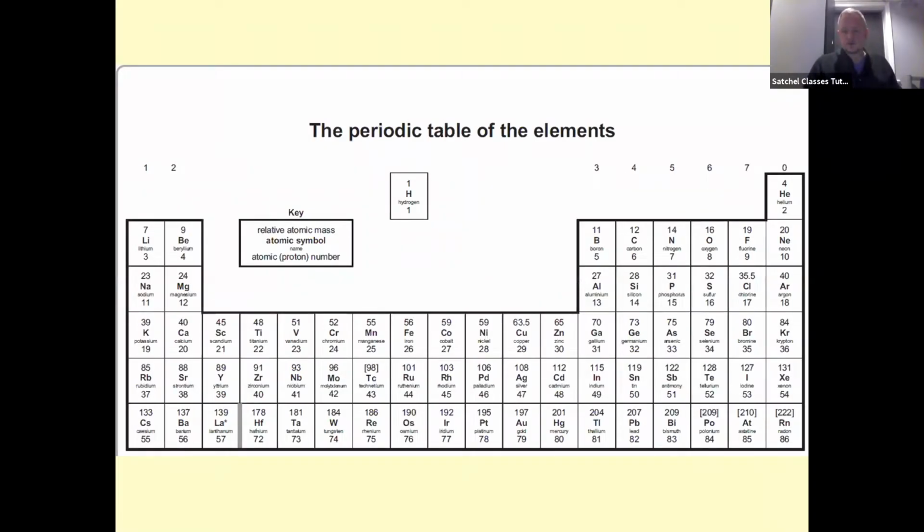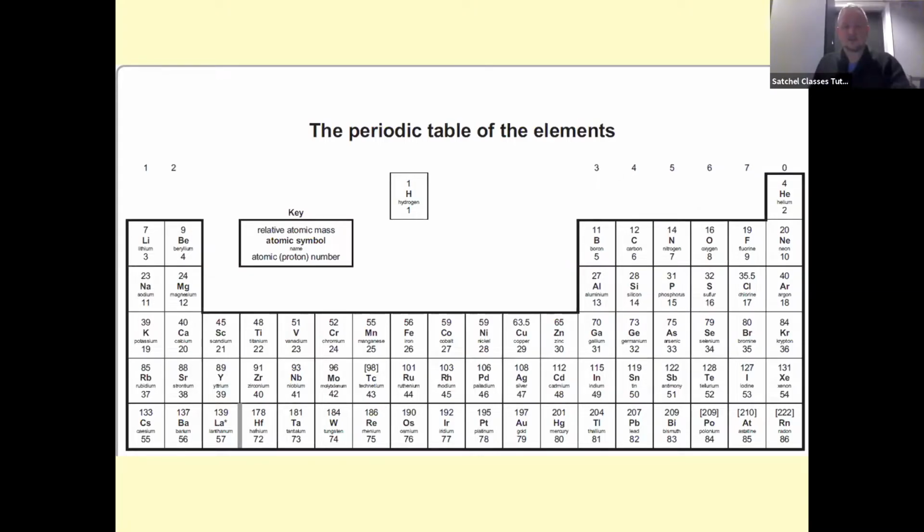Here's a periodic table of the elements. This is one taken directly from an exam paper from Pearson's Edexcel. If you look at it, you can see that it's quite clearly marked. Now, the nice thing about this, and the nice thing I think about any periodic table, is there's always a key. And it's worth looking at that key before you use your periodic table.